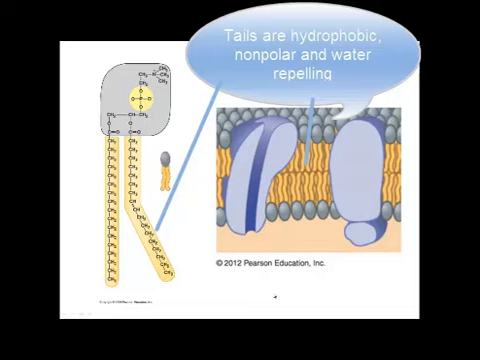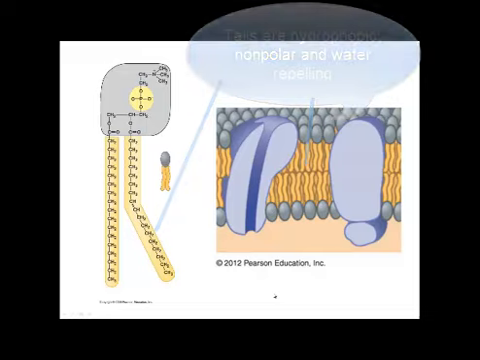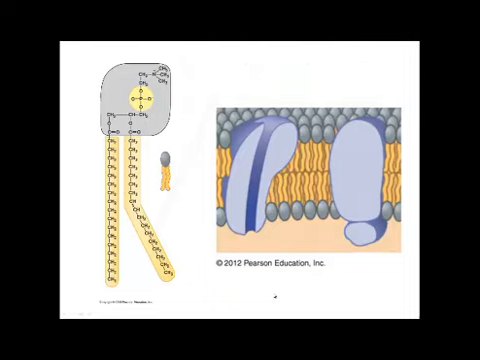The core of the plasma membrane consists of fatty acid tails. They are hydrophobic, nonpolar, and water repelling. This part of the molecule provides the fluid portion of the fluid mosaic model. So let's take a look at the short animations about plasma membrane structure.